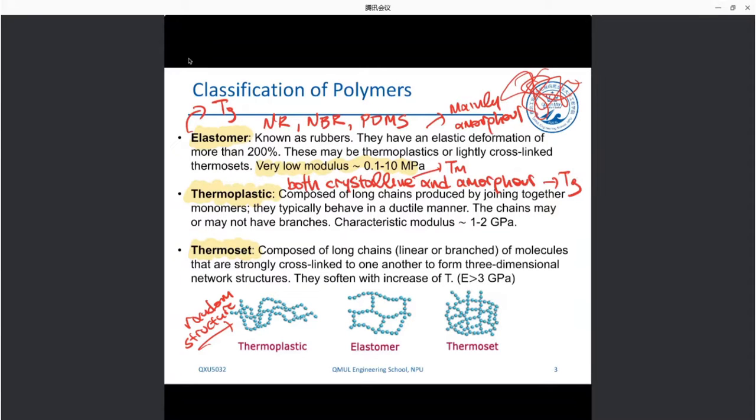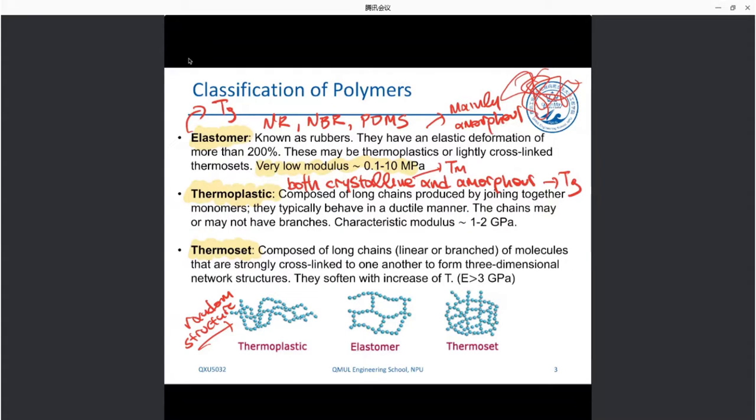Yes, so thermoplastics are composed of long chains and produced by joining together monomers. That is the process of polymerization. And typically they are ductile, okay? Ductile means we can bend them, we can stretch them, but it is important that if we stretch them, we don't overcome the plastic deformation. Because if we get plastic deformation, then we have permanent deformation, and thermoplastics cannot return to their original shape or dimensions. Okay.